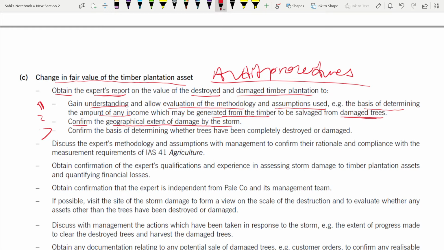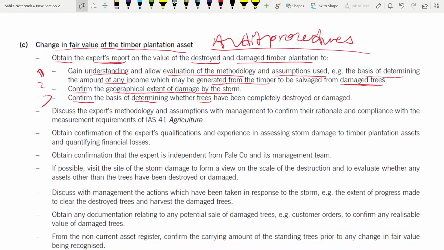Next, confirm the basis of determining whether trees have been completely destroyed or damaged. What is the basis that says trees have been completely damaged or not? You have to confirm. That's why you need the expert report. So for this you will be given 1 mark.